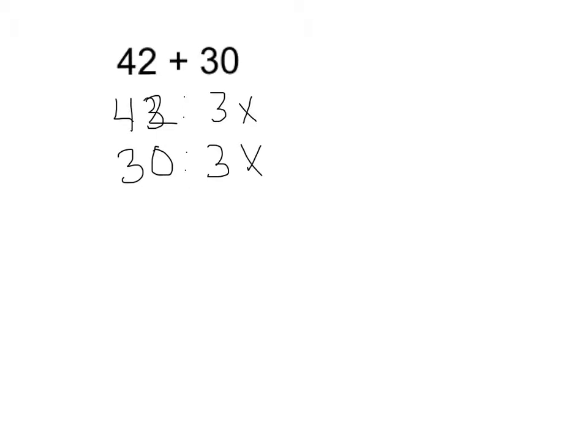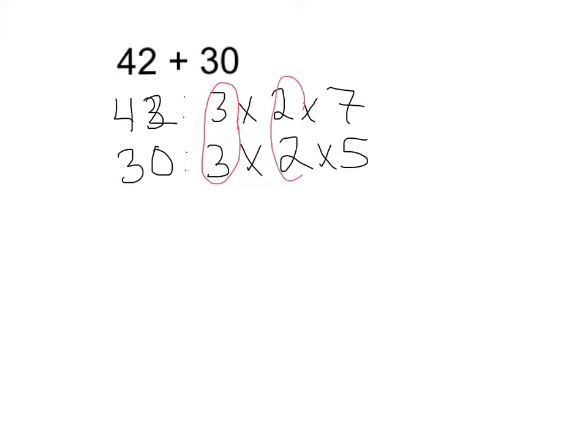So that means I'm going to be able to take 2 out. 14 divided by 2 is 7. 7 is prime. Then go down to our 30. 3 goes into 30 10 times, which leaves me 10 can be factored into 2 and 5. So the common factors for these are 3 and 2.